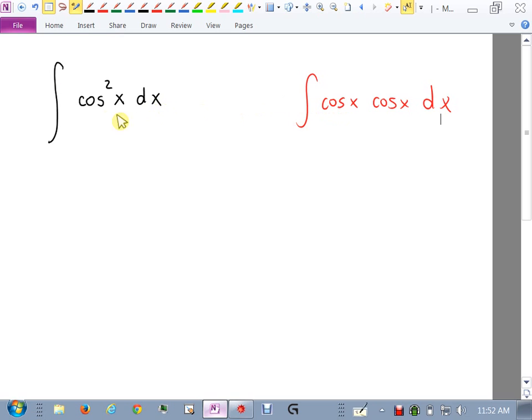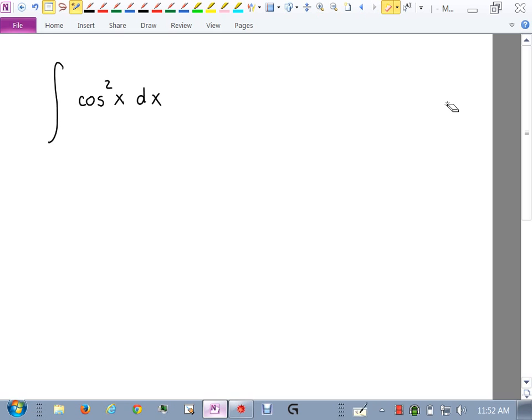Oh, wait, hold on. Maybe we just convert it now. So it becomes 1 minus sine squared, right? And you don't know how to integrate sine squared. Because if you knew how to integrate sine squared, then you could have just done the integral of cosine squared to begin with. So the question becomes, how do we do it when it's an even power like that? If it were odd power, we would peel one off, right?